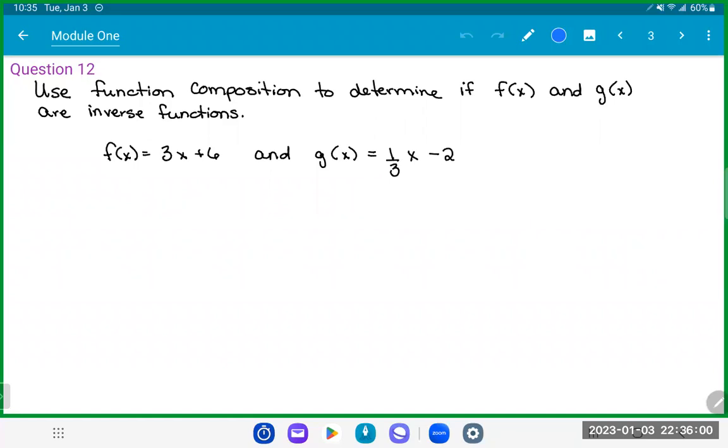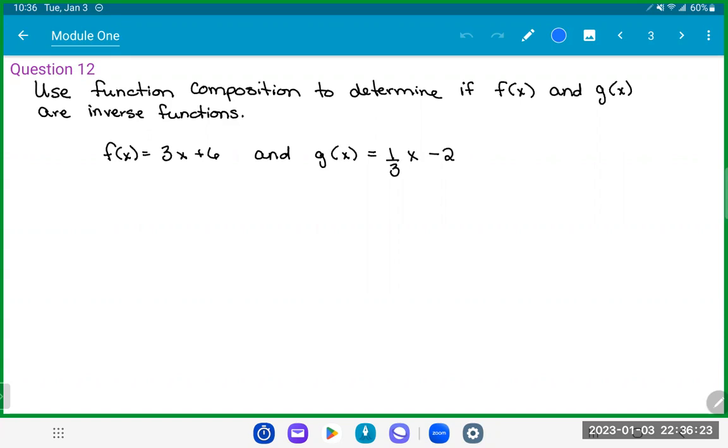For question 12 in module 1, you're asked to use the composition of two functions to determine if they're inverses of each other. So for this problem, I have two different examples to show you so that you could see one case where they are inverses and one case where they are not inverses.